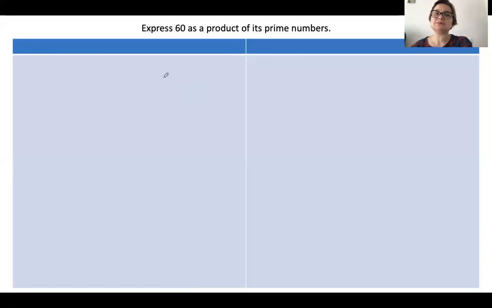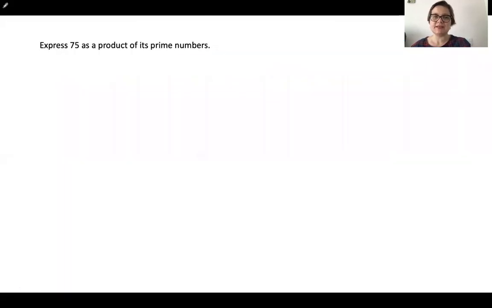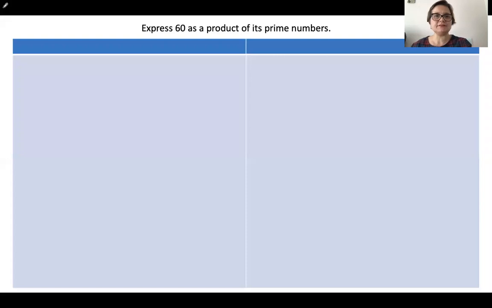Now we are going to start with the number 60. Here I have prepared a grid where I'm going to explain two different ways of how to write 60 as a product of its prime factors, and you can choose whichever is easier for you to use. So we're going to use the factor tree. 60, what are the factors of 60?